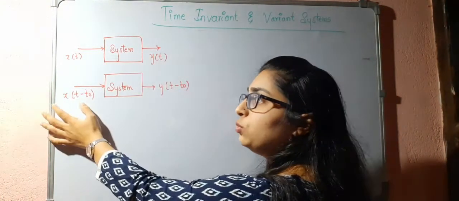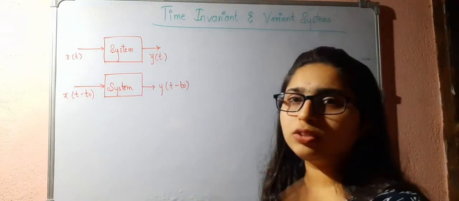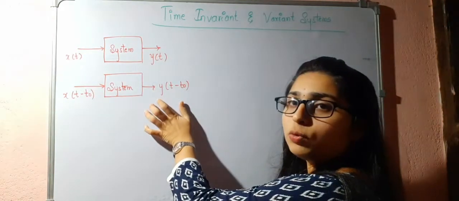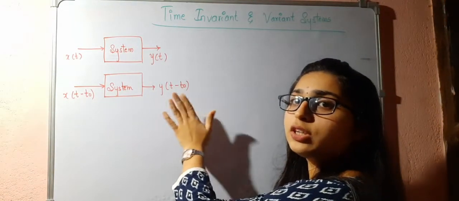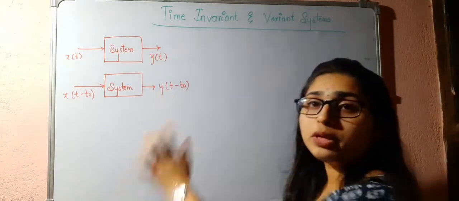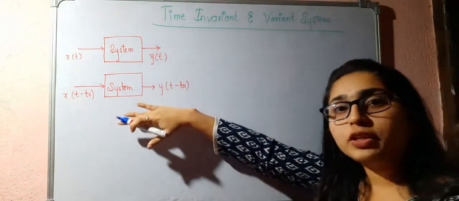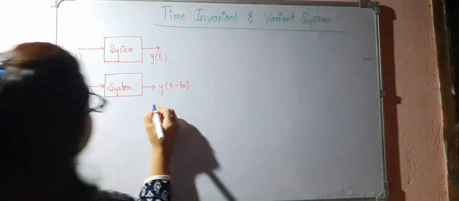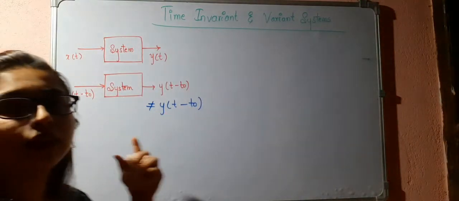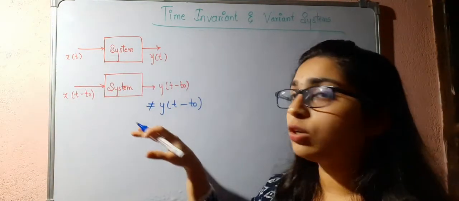But now what I will do, I will shift this signal towards the right by 2 or 3 units, x of t minus 2. What I should get? I should get an output that is also shifted by 2 units towards the right. So I should get y of t minus 2 here. So the shifted input should produce the identical shift in the output. But if this is not equal to y of t minus t naught, then this becomes a time variant system. Time variant system means it is not constant.